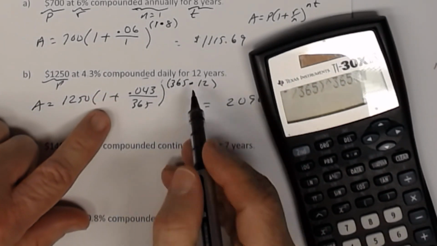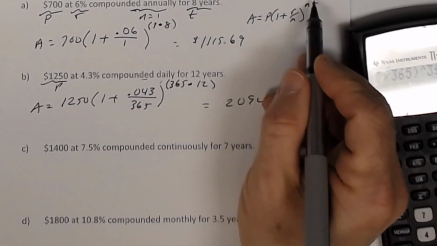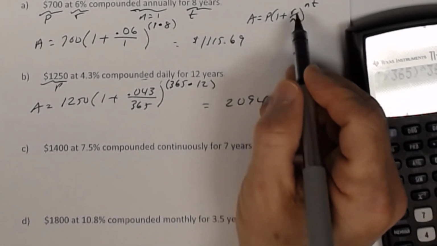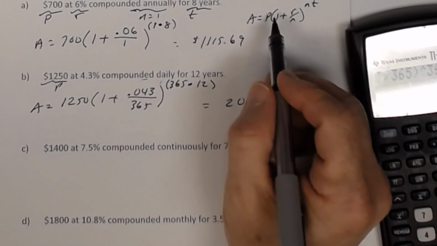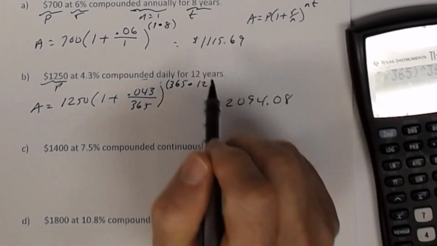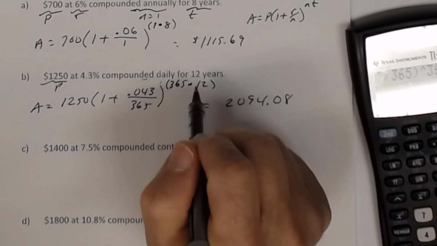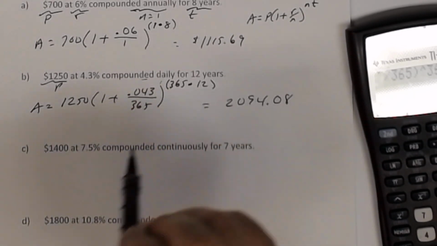When you forget to put parentheses right here, then you're raising this only to the nth power and not raising it to the t. What you're doing is multiplying by t, and that's not what that says. So that's why some students, quite a few students, will always put that in parentheses just to make sure they don't mess up.